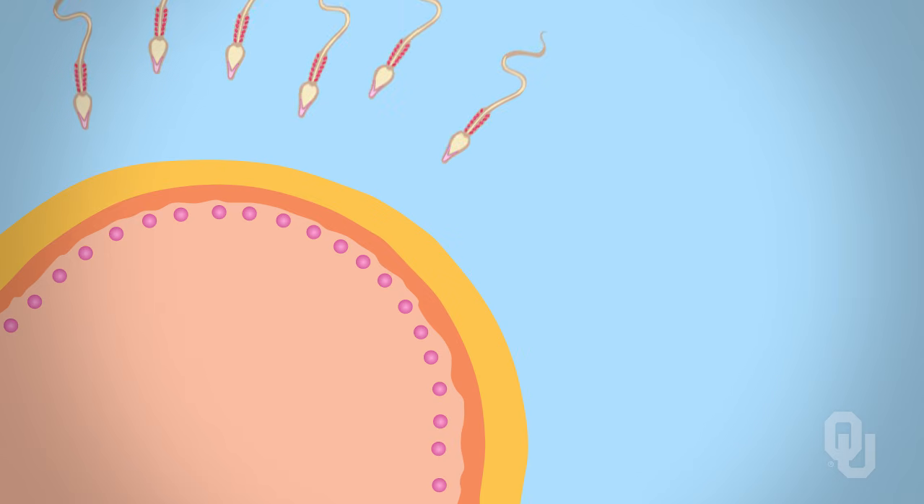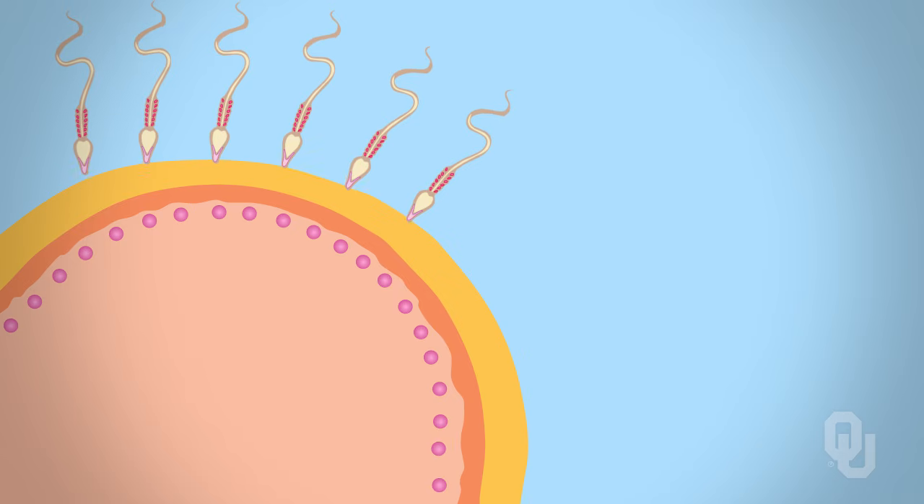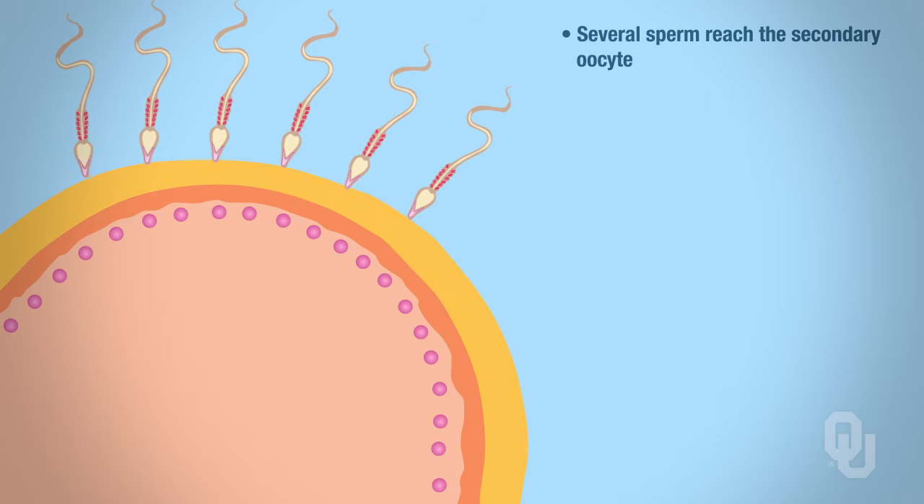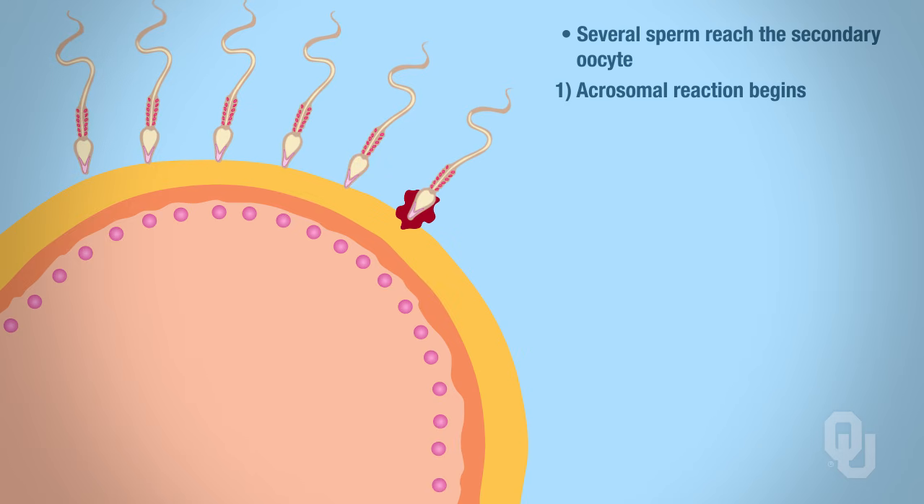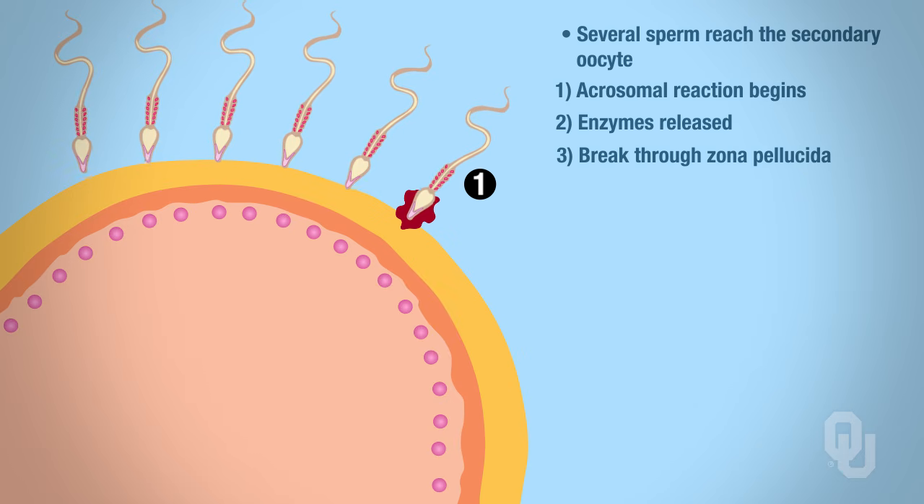There's a whole bunch of sperm that reach the ovum. Remember that for every ejaculation, anywhere from 50 to 500 million sperm get released, so a whole bunch of sperm can reach the ovum. Let's write secondary oocyte here, because that's a more correct term. When the sperm reach the secondary oocyte, this is when the acrosomal reaction begins. A whole bunch of enzymes get released, and the enzymes start breaking through the zona pellucida. Here you can see in step 2 the enzymes that are being released.